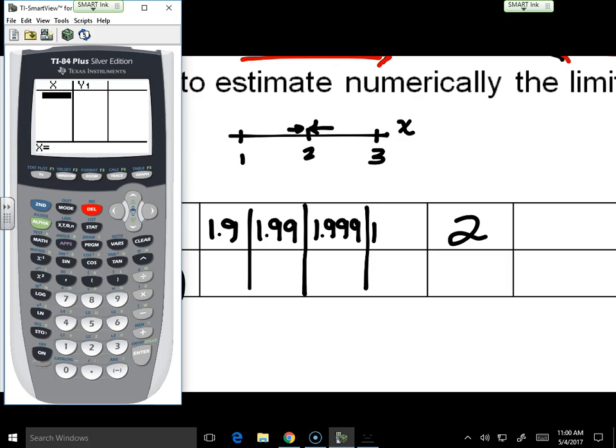Let's go one more. 1.9 is close. 1.99 is closer. 1.999 is closer still. Still not 2, but we're getting even better.